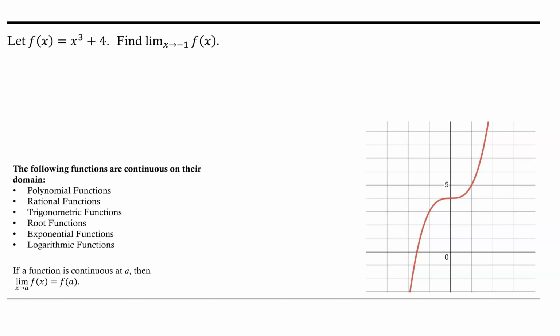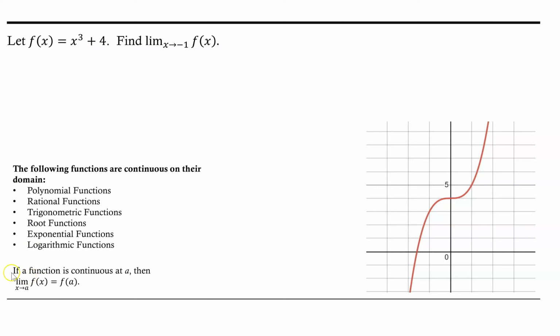Now down on the left, we have the reminder that the following functions are continuous on their domains: polynomials, rational functions, trigonometric functions, root functions, exponential functions, logarithmic functions. All of those functions are continuous on their domains. And so when I look at this function f of x, I see x cubed plus 4. So that's a polynomial function, and it's continuous on its domain. And the domain of a polynomial function is all real numbers. So this function is continuous everywhere.